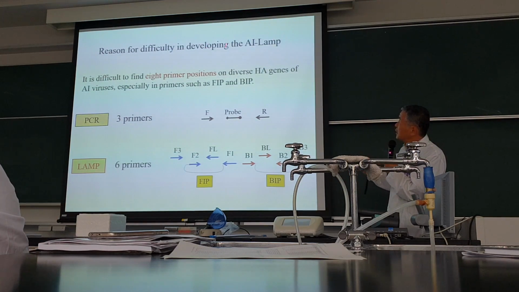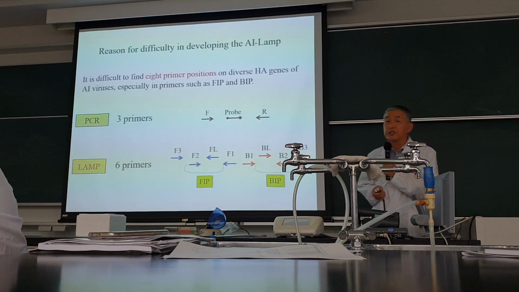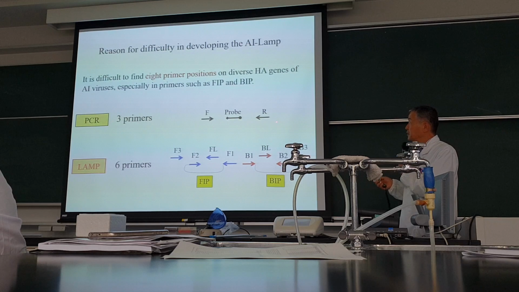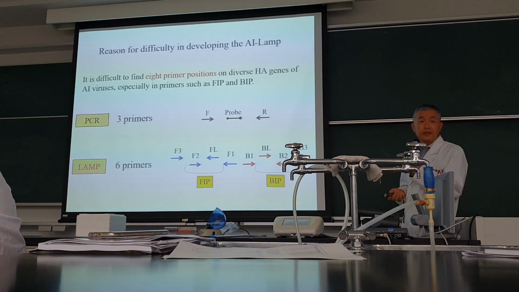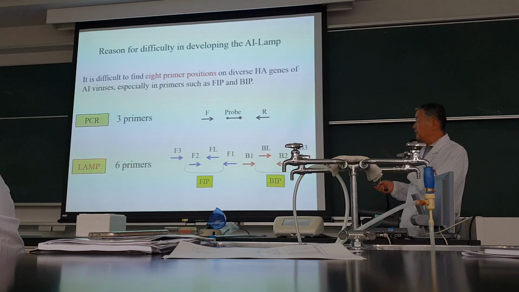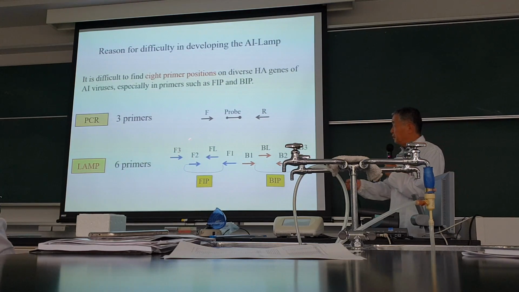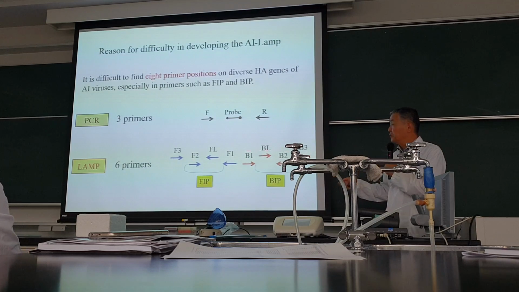Sometimes developing LAMP tests with broad reactivity is not easy, because PCR needs 3 primers, maybe easier for design. But LAMP needs 8 primers, 8 primers for 1 cell. The product size is around 200.